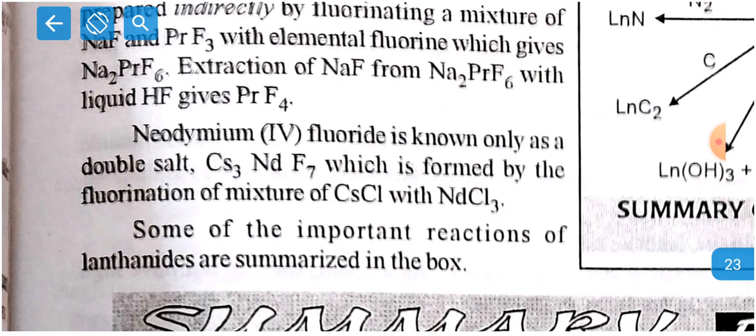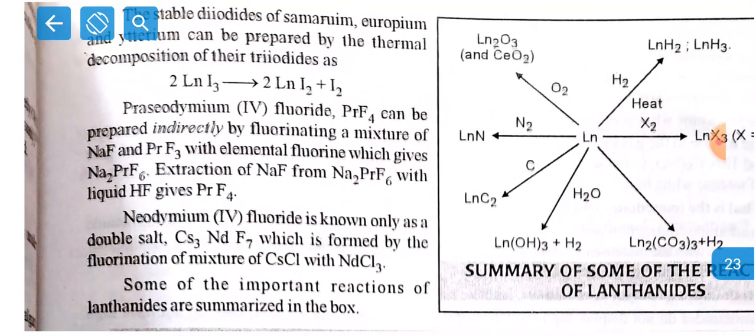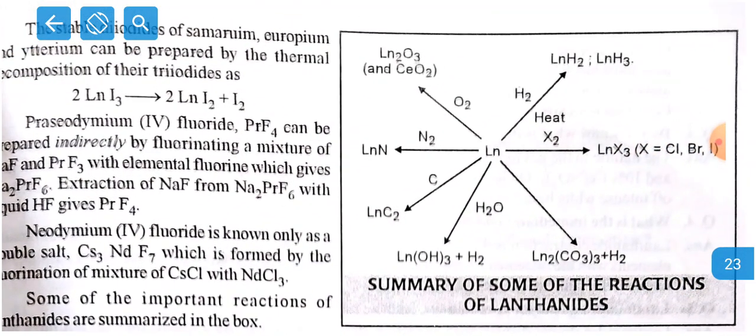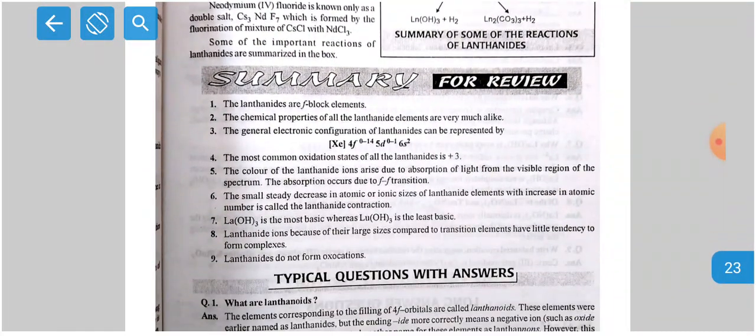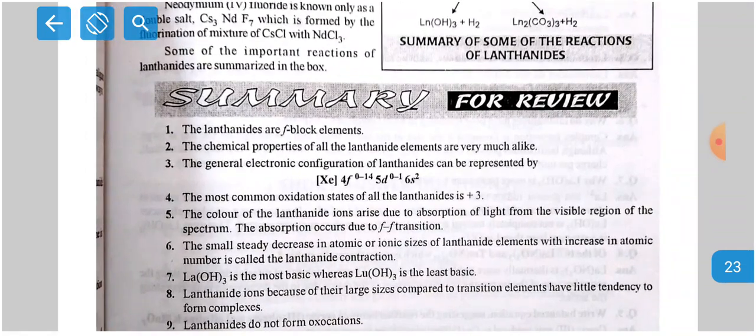Some of the important reactions of the lanthanoids are summarized in the box. Summary for review. The lanthanoids are f-block elements. The chemical properties of all the lanthanoid elements are very much alike. The general electronic configuration of lanthanoids can be represented by [Xe] 4f0-14 5d0-1 6s2. The most common oxidation state of all the lanthanoids is +3.